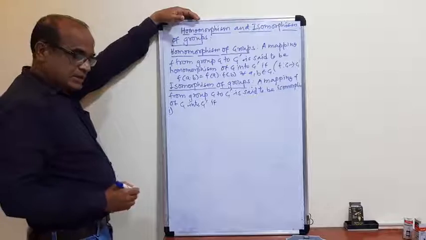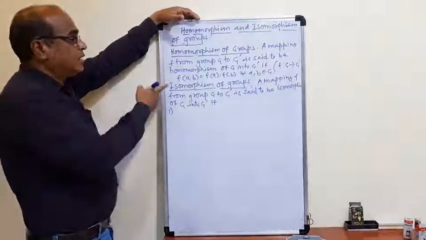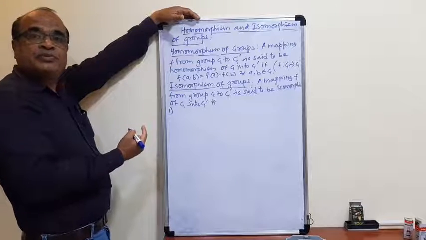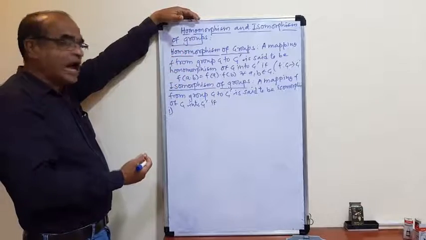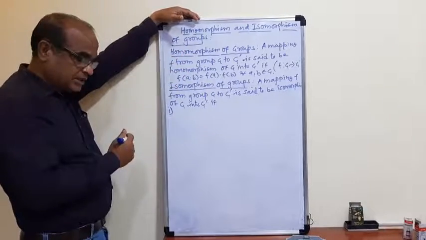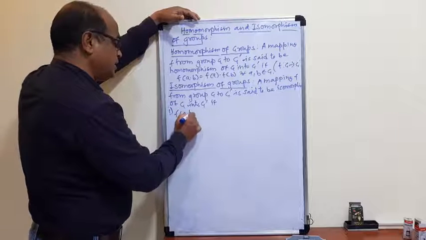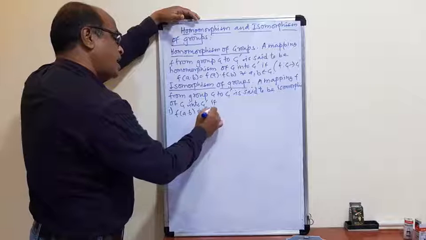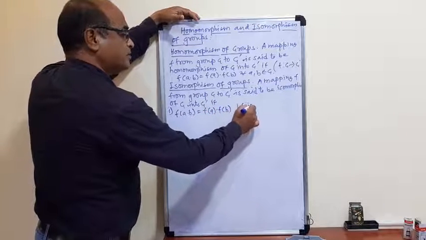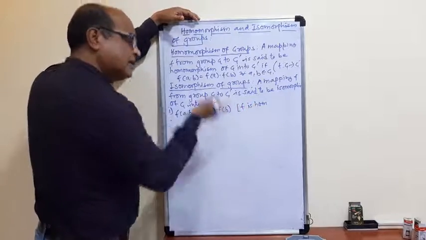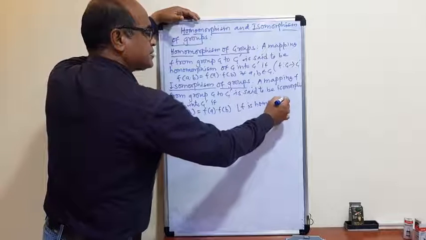What is one? f is a homomorphism function. To define an isomorphism of groups, for the function f from group G to G dash, what is the first condition? The first condition is f(a·b) = f(a)·f(b), which means f is a homomorphism. It must be a homomorphism. Then the function can be an isomorphism.